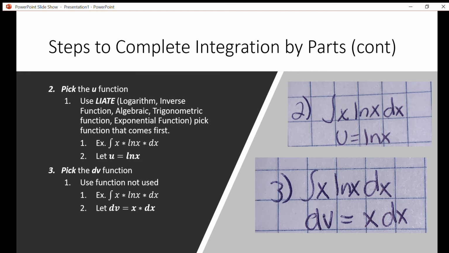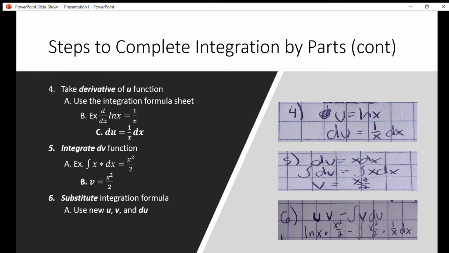Now, the next step is we need to find our dv. That's simple. We already found our u. The rest that we didn't use is our dv. So for example, we used ln of x, we were left with x and dx. So now that's going to be our dv. Our dv will be x dx. You'll see why we need the dx here in the dv later on. But that's kind of the key: once you pick your u function, the rest of it becomes your dv. So always remember that. For the next step, we take the derivative of the u function.